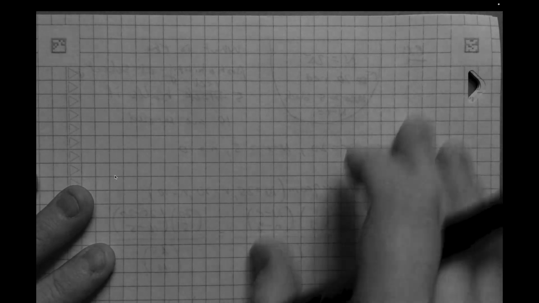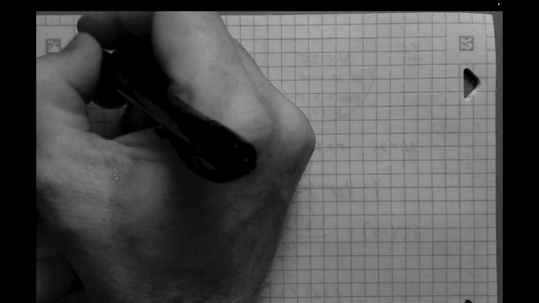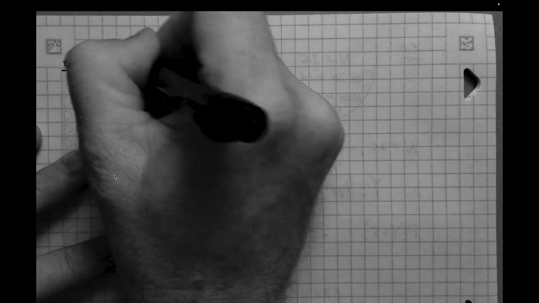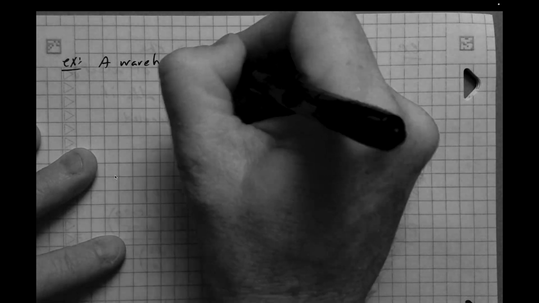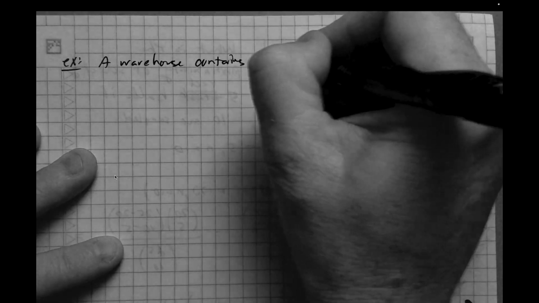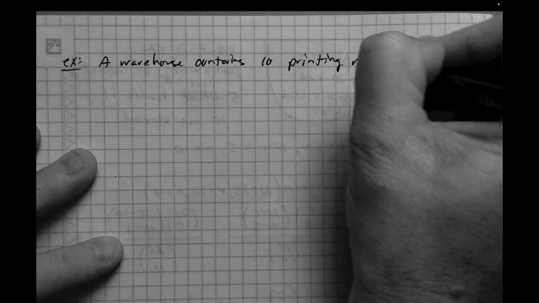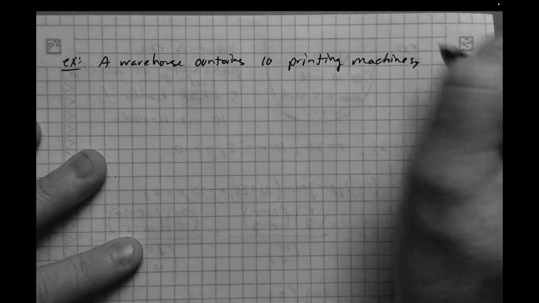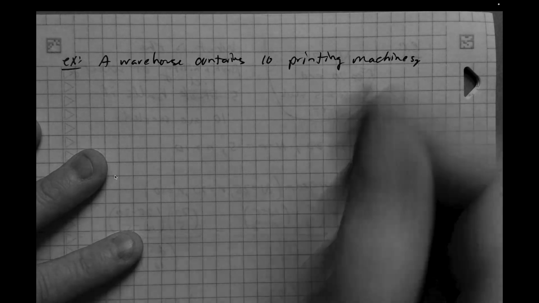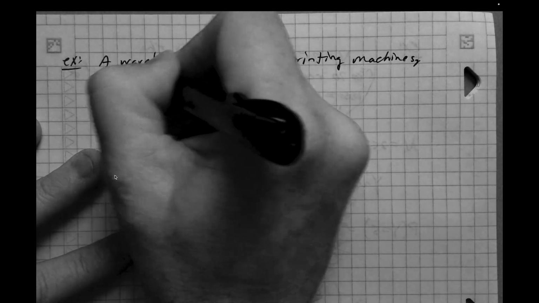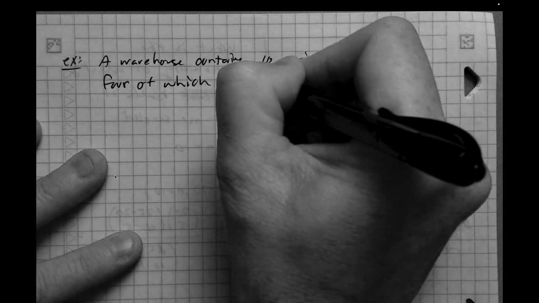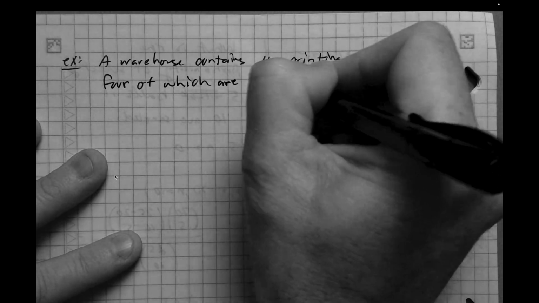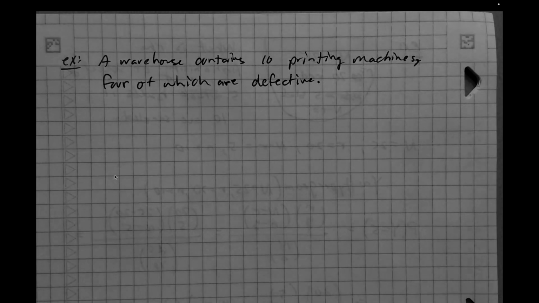Let's do a more straightforward, more practical example here. A warehouse contains 10 printing machines. Printing machines, printers, I guess. And then 4 of the 10 are defective. Okay, not a good rate.